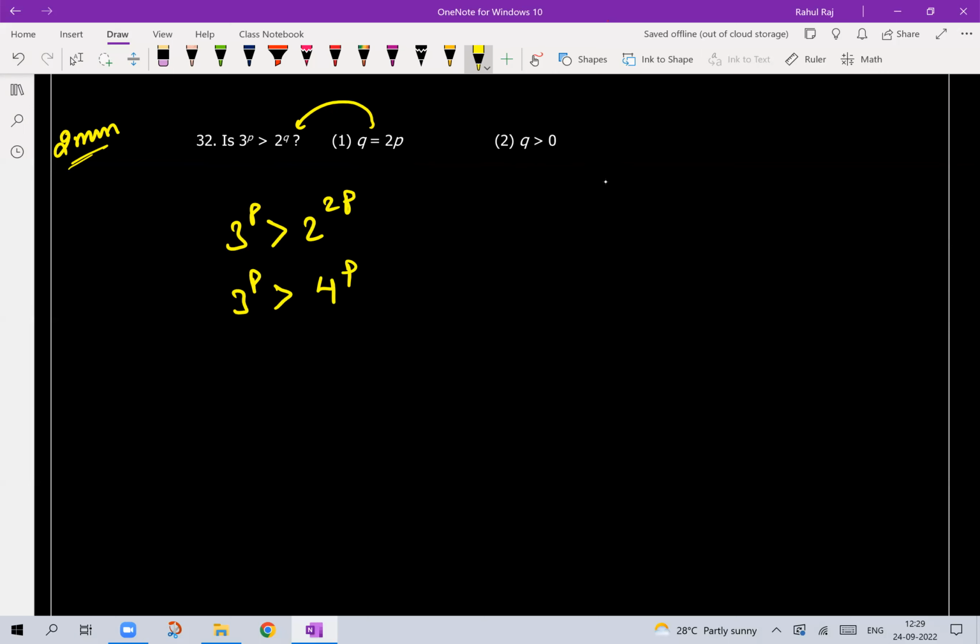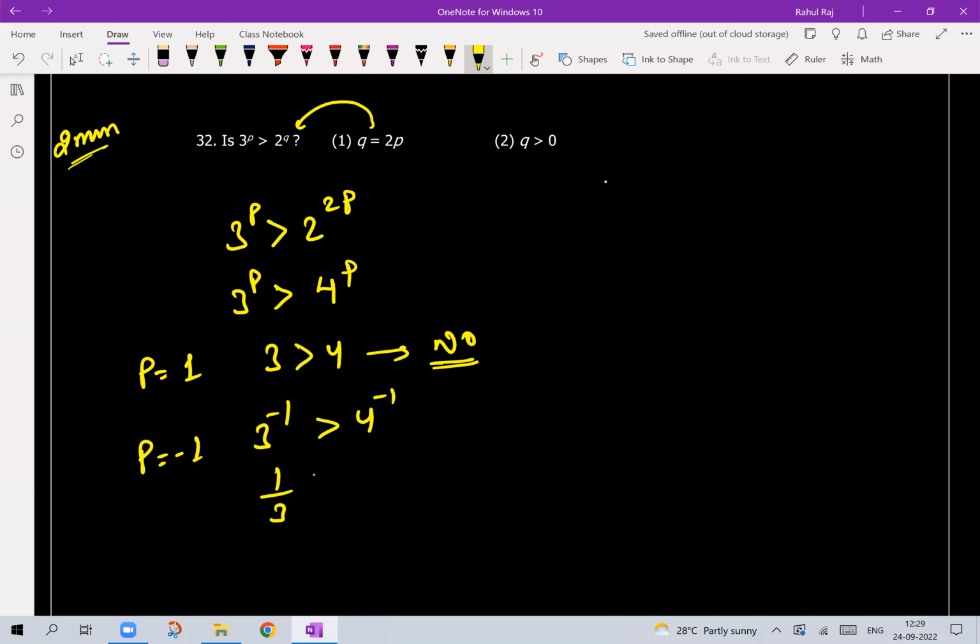Simple logic. Now I have no idea about the sign of p. Imagine if p is equal to 1, what would happen? 3 greater than 4? No. Imagine if p is equal to -1. So 3 to the power -1 greater than 4 to the power -1, that is 1 by 3 greater than 1 by 4? I would say yes. So I have a yes and no situation. I'll say this is not sufficient.